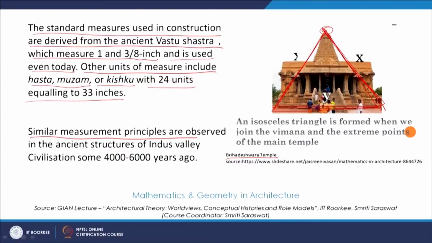How we understand our body in relation to the other interior architecture or a piece of object, and then the ratio we try to understand, the proportion we try to understand. Similar measurement principles are observed in the ancient structures of the Indus Valley civilization some 4000 to 6000 years ago. So we see this significant application of principles of geometry and mathematics in interior architecture.